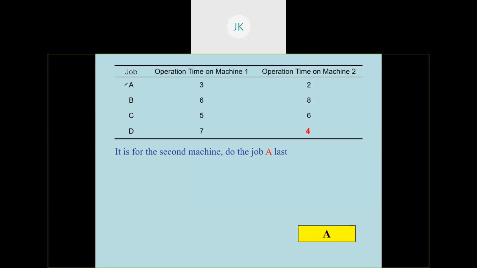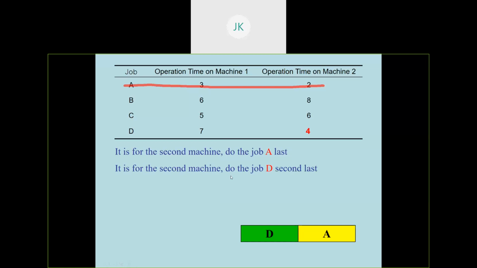So job A is crossed out, and among the remaining, 4 is the shortest, so that one is job D, second machine, so second last. So place job D second last.